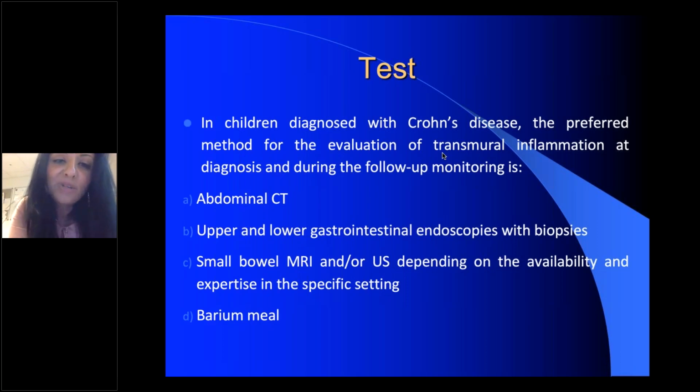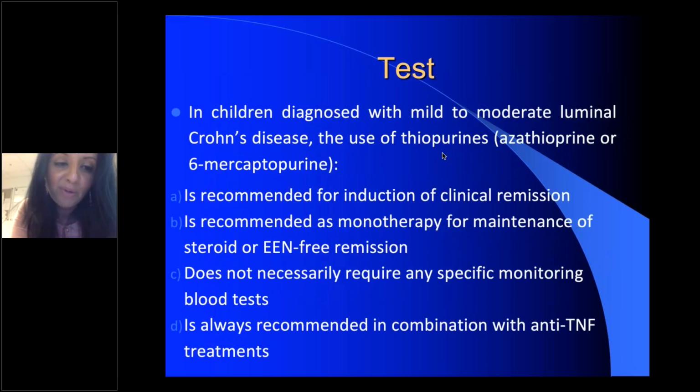And lastly, in children diagnosed with mild to moderate luminal Crohn's, the use of mercaptopurine or thiopurines: A, recommended for induction of remission, B, recommended as monotherapy for maintenance of steroid-free remission, C, does not necessarily require any specific monitoring blood tests, D, is always recommended in combination with anti-TNF treatments. There's only one right answer for this one.